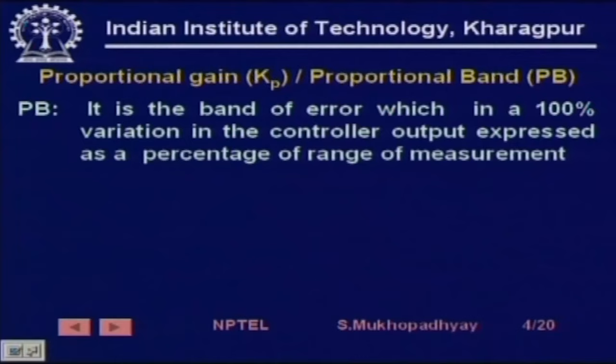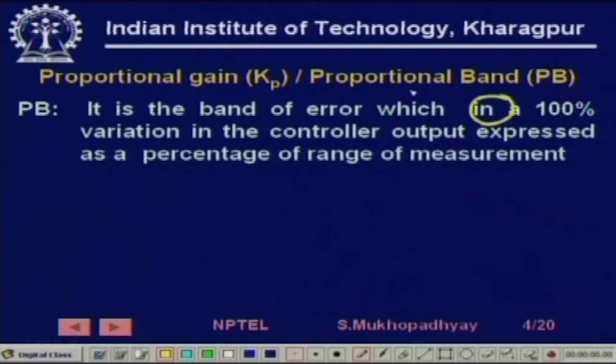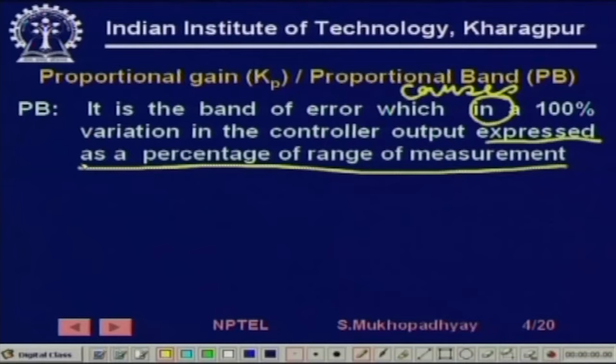Proportional gain is well known. It is Kp, which is delta U by delta E, while proportional band, this term is new, and it is defined in just the inverse way. Proportional band is the band of error which causes a 100% variation in the controller output, and is generally expressed as a percentage of the range of measurement. So gain is U by E, whereas here we are defining PB as the band of error which causes a 100% variation in the controller output, or the manipulated input to the plant. So in that sense, it is the inverse of Kp.